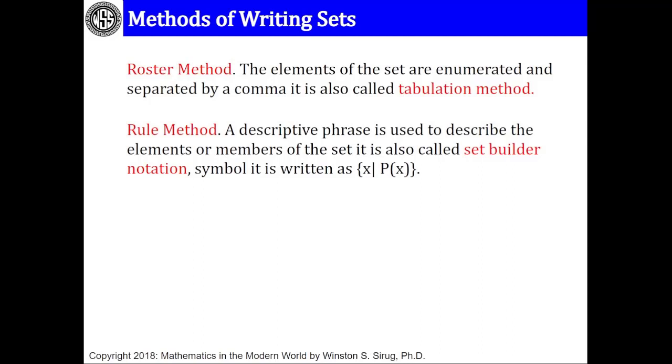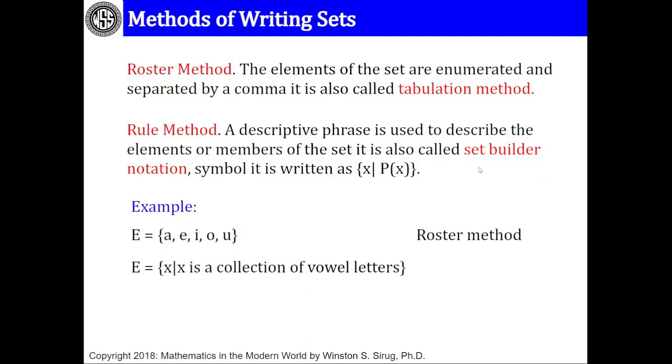So we also have the rule method. So rule method is a descriptive phrase used to describe the elements or members of the set. So it is also called a set builder notation. So symbol is written as set of x such that p of x. So sample, we have E is equals to set of A, E, I, O, U. So in a roster method, E such that x is a collection of vowel letters. So this is the rule method. Okay, so nakita nyo yung pagkakaiba niya, yung roster and rule.